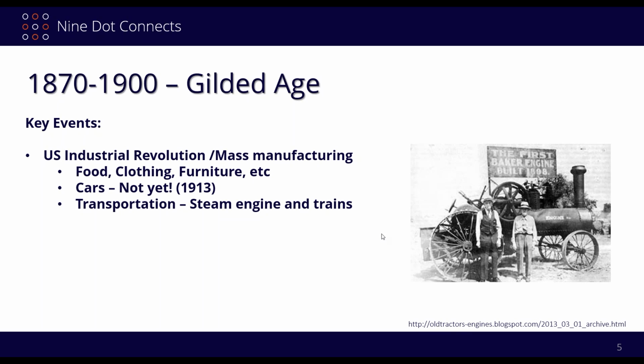The one thing we weren't doing during this period of time was cars. So even though cars and the concept of the gasoline engine were starting to come about, the assembly line itself, which was created by Henry Ford, didn't really come about until 1913. So it's not considered to be a part of the Gilded Age.